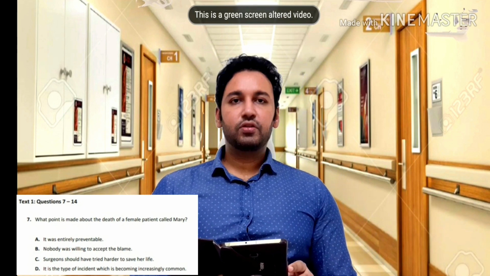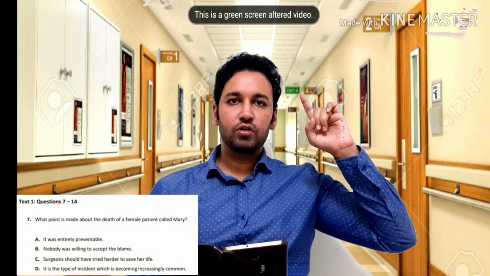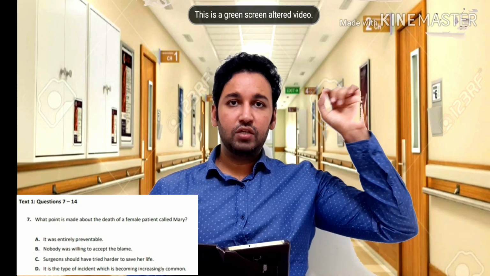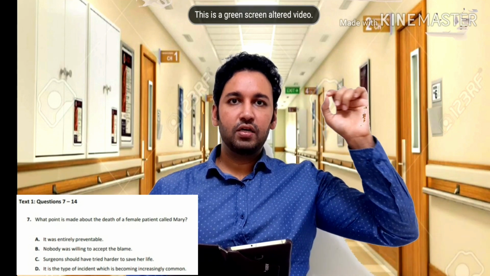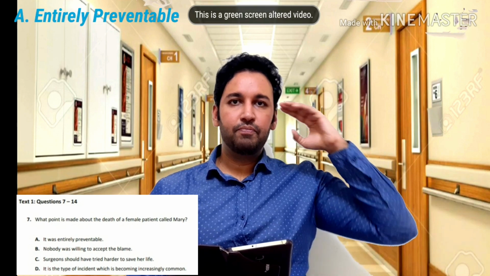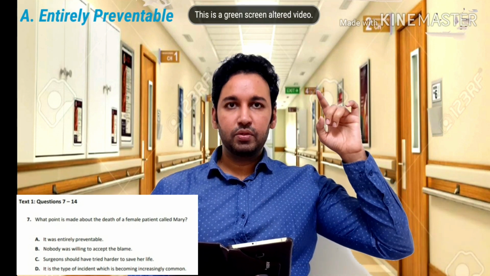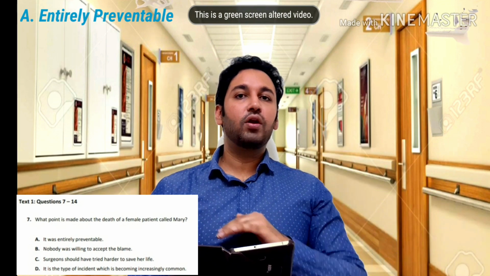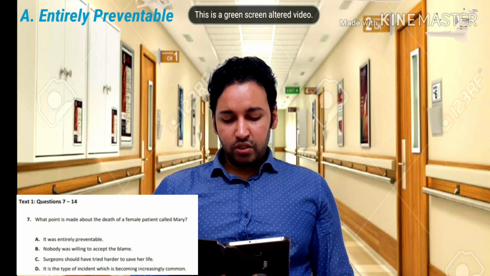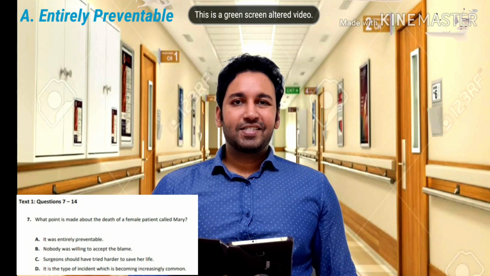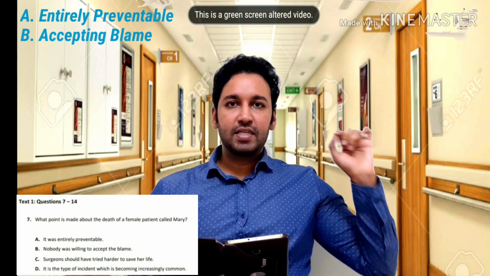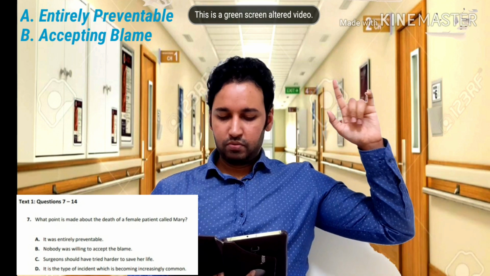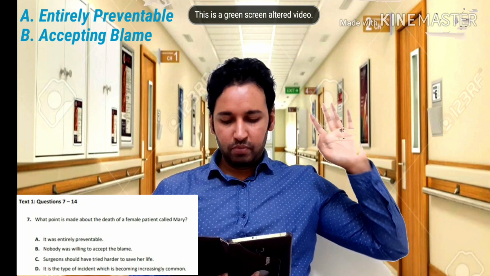So first, it was entirely preventable. The first thing that you need to keep in mind is preventable. We need to keep each and every single word for each and every option in our mind. So first is that it was preventable, and entirely preventable means it was completely preventable. It could have been avoided completely. Second option is nobody was willing to accept the blame. So second is about accepting the blame. First is about preventing, second is about accepting the blame.